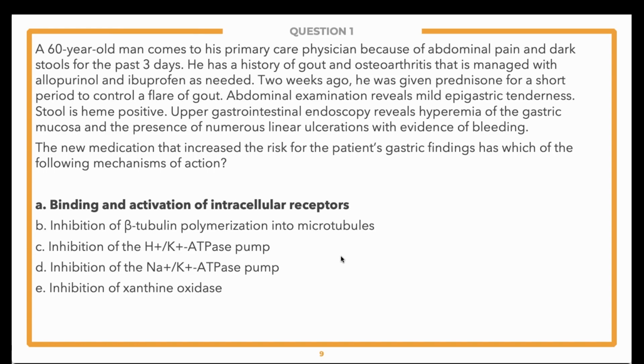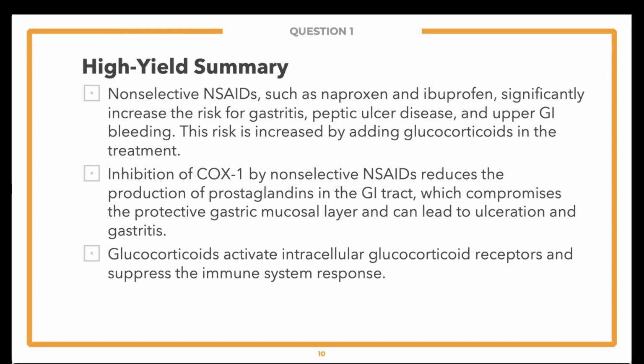Okay. So again, just a quick breakdown. The non-selective NSAIDs, such as naproxen and ibuprofen, significantly increase the risk for gastritis, peptic ulcer disease, and upper GI bleeding. And the risk is increased by adding glucocorticoids in the treatment. Inhibition of COX-1 by non-selective NSAIDs reduces the production of prostaglandins in the GI tract, and that compromises the protective gastric mucosal layer and can lead to ulceration and gastritis. And of course, glucocorticoids activate the intracellular glucocorticoid receptors and suppress the immune system response.